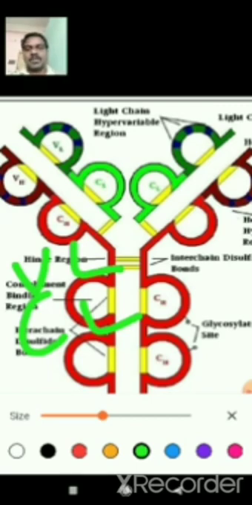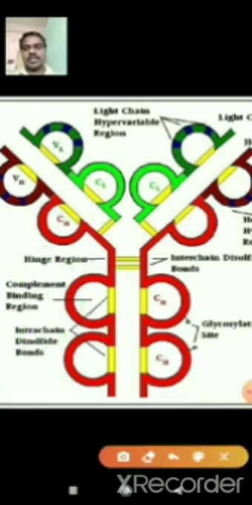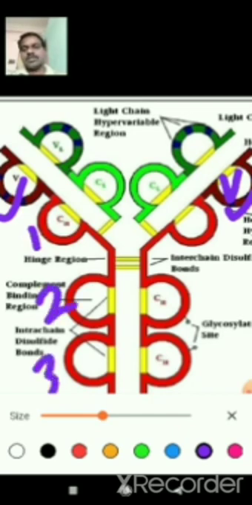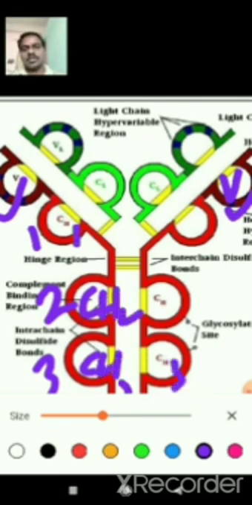In the heavy chains we also observe this type of structure, called constant domains and variable domains. So see here in the heavy chain, the variable domain is present, but you observe that there are three constant domains present, that is CH1, CH2, and CH3.